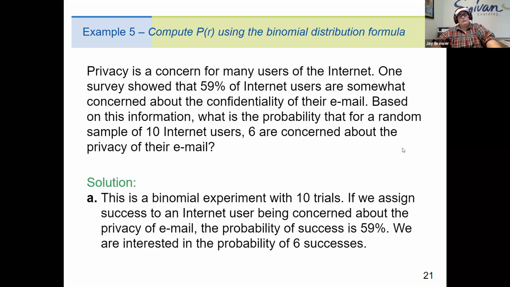This is just working through that problem set, or that formula. Privacy is a concern for many users on the internet. One survey showed 59% of internet users are somewhat concerned about confidentiality of their email. Based on this information, what is the probability that for a random sample of 10 internet users, 6 are concerned about the privacy of their email?